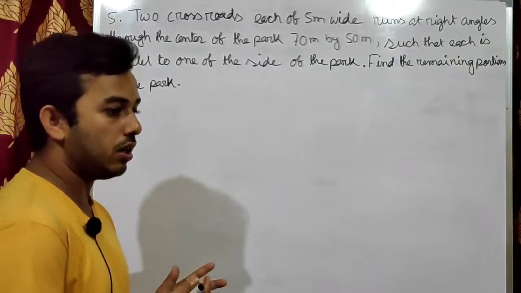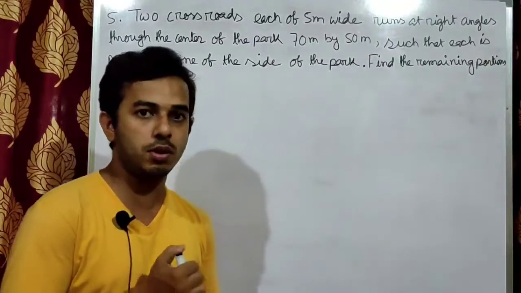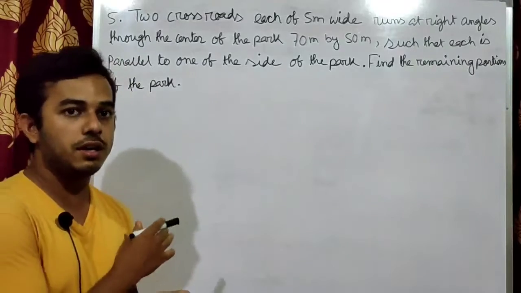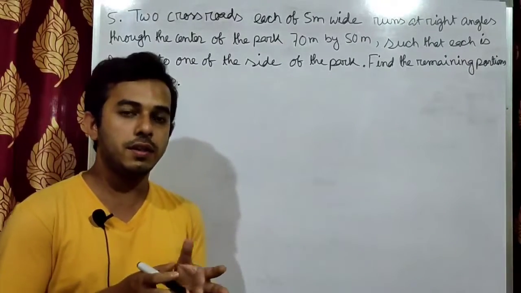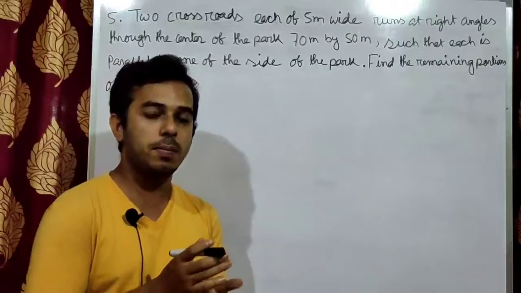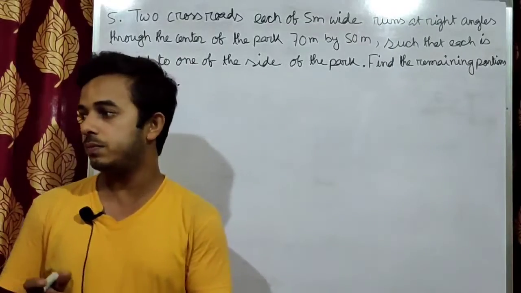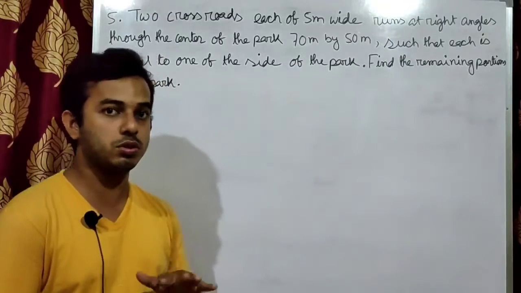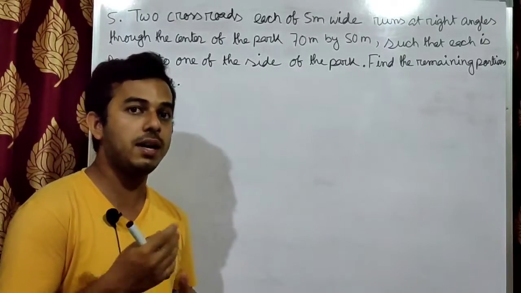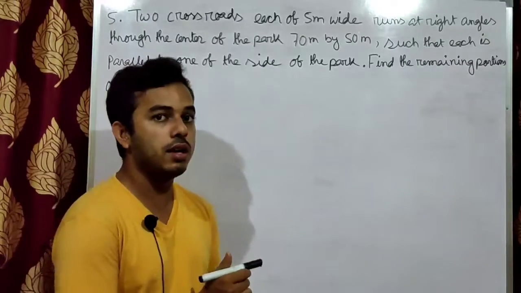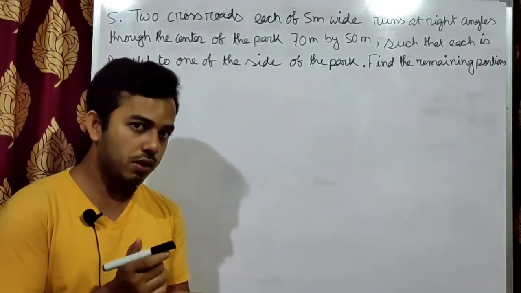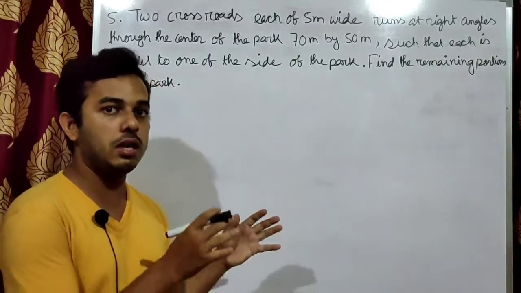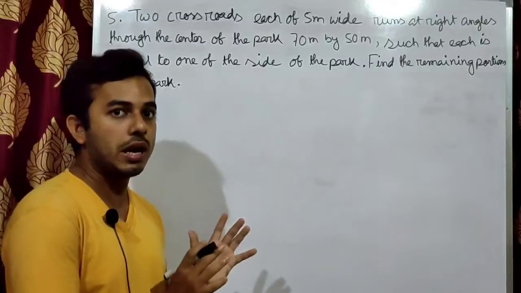We have done a similar problem earlier, most probably question number 2. In that case the condition was the same, right? That means two crossroads are passing through the center of the park, and we have to find the area of the two crossroads. Later I asked you, if the question asks us to find the area of the remaining portions, what do we have to do? We have to subtract the area of the crossroads from the total area of the park, right?